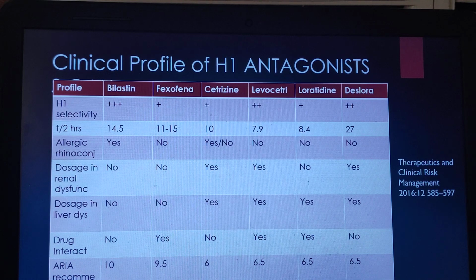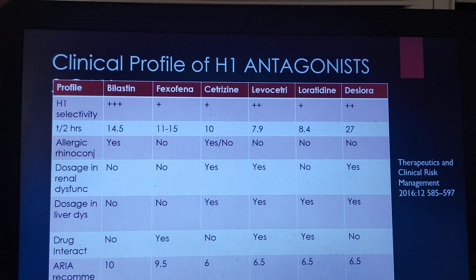Now, these selectivities are important because they may impact the therapeutic effect of the drug, and the selectivity may also affect the safety of the molecule. The more selective the drug, the better the safety. If you see the half-life, usually they are around 14 hours, like in the case of bilastine, and fexofenadine 11 to 15 hours, etc.